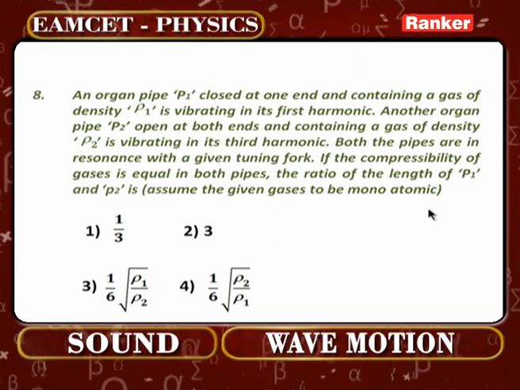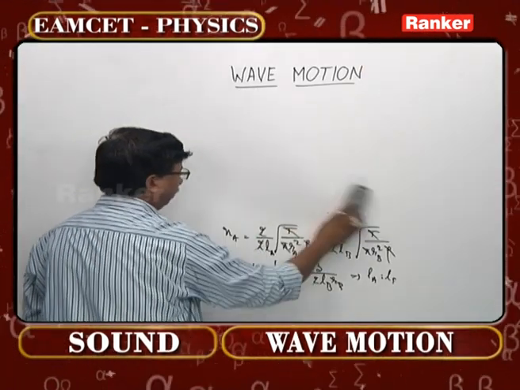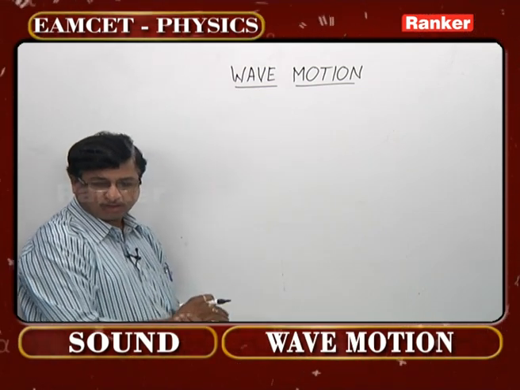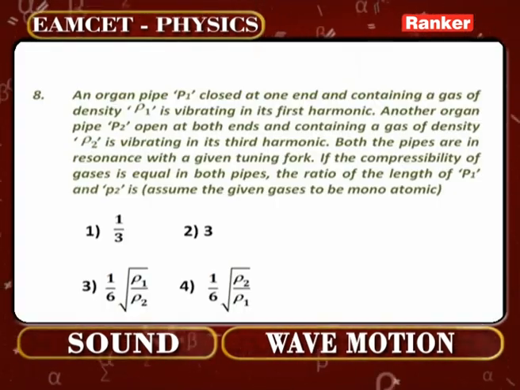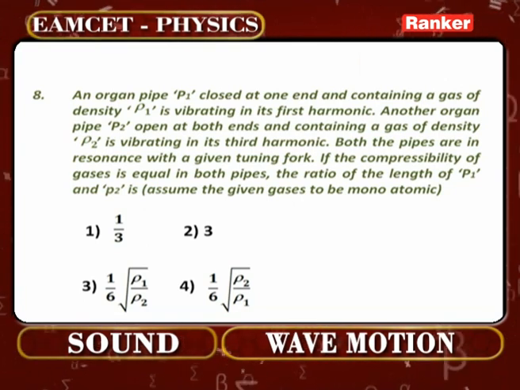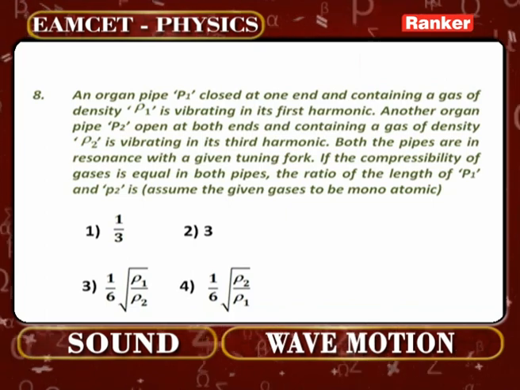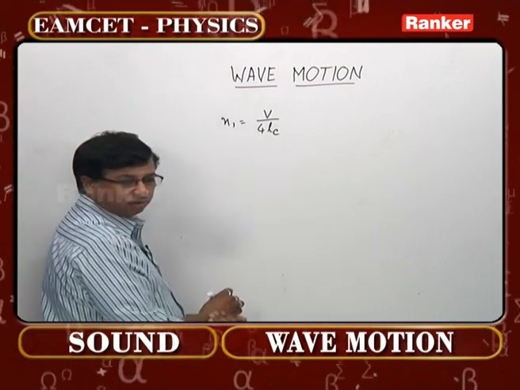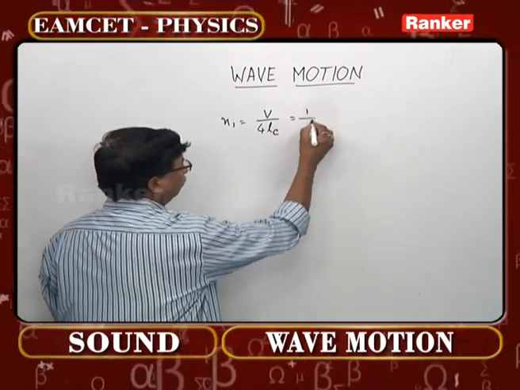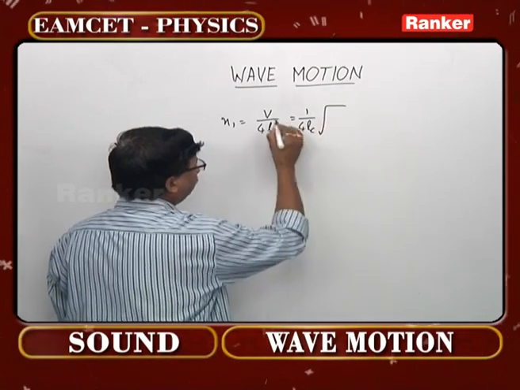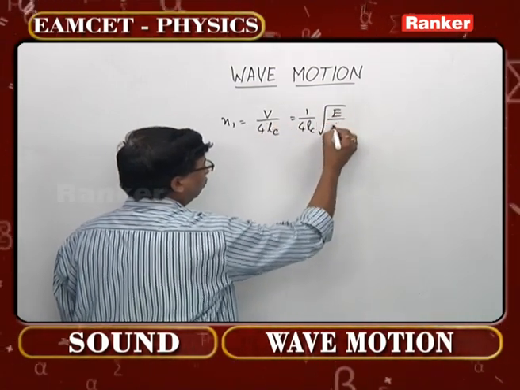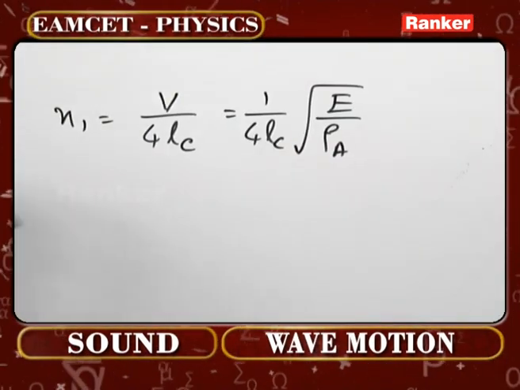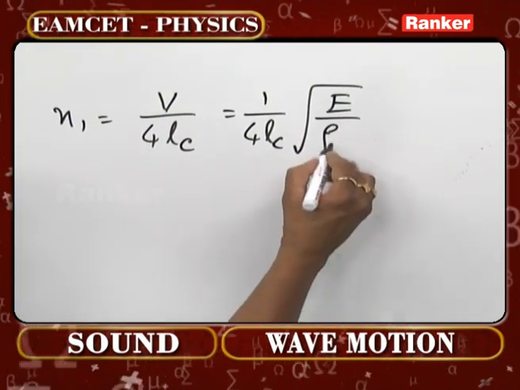That is the concept. This question has been asked in EAMCET recently. What you should understand in this case is that he is talking about the very first one, P1, with density ρ1. It is vibrating in its first harmonic. Which pipe is it? An argon pipe, closed. So the first harmonic becomes V by 4L for a closed pipe. But how to write this? 1 by 4L root of E by rho. That rho is what has been given in the problem, so I write it as rho 1.